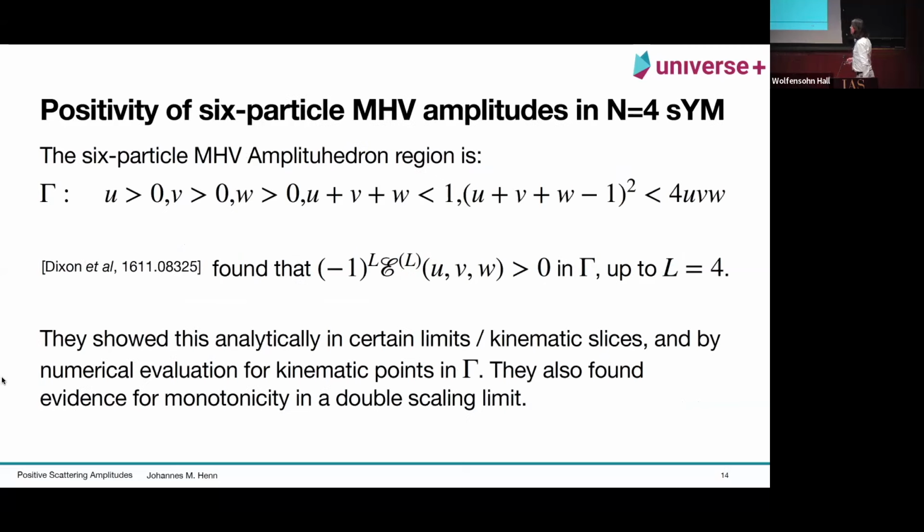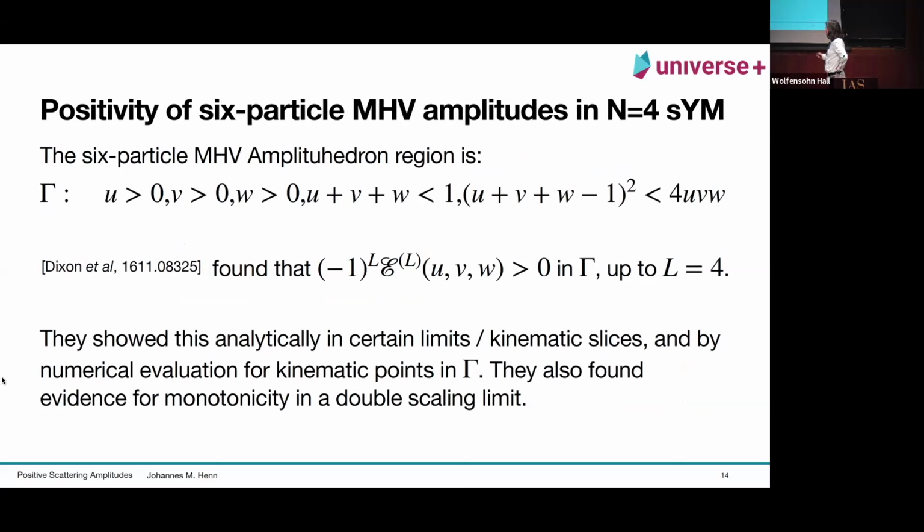So let's look at this. What is this tree-level kinematic region? Well, there are some inequalities on the three kinematic variables, like so. And this is what I just said: Lance et al. found that this quantity is non-negative.